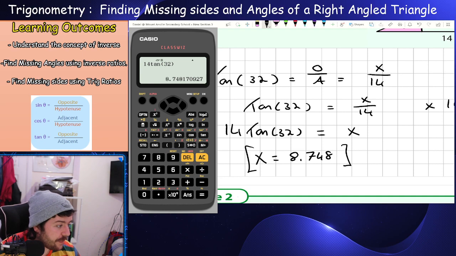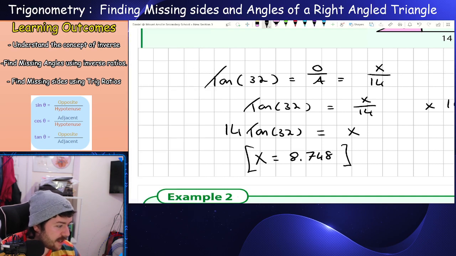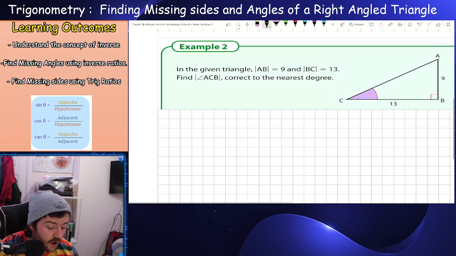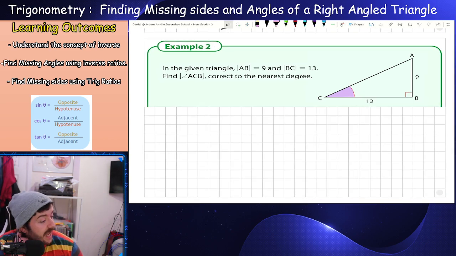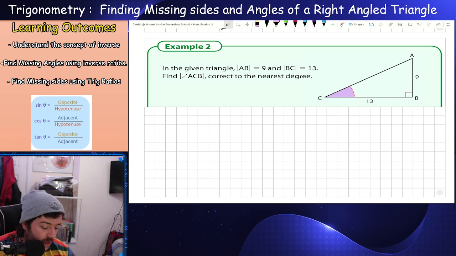Now, a lot of the times, we can solve for missing angles in a right angle triangle using my trig ratios. So I have an angle here, this purple angle here. I'm going to call it A. They're asking us here, in the given triangle where the length of AB is equal to 9 and BC is equal to 13, find the angle ACB, i.e. the angle made from ACB. So draw it out, it'd be this angle here.